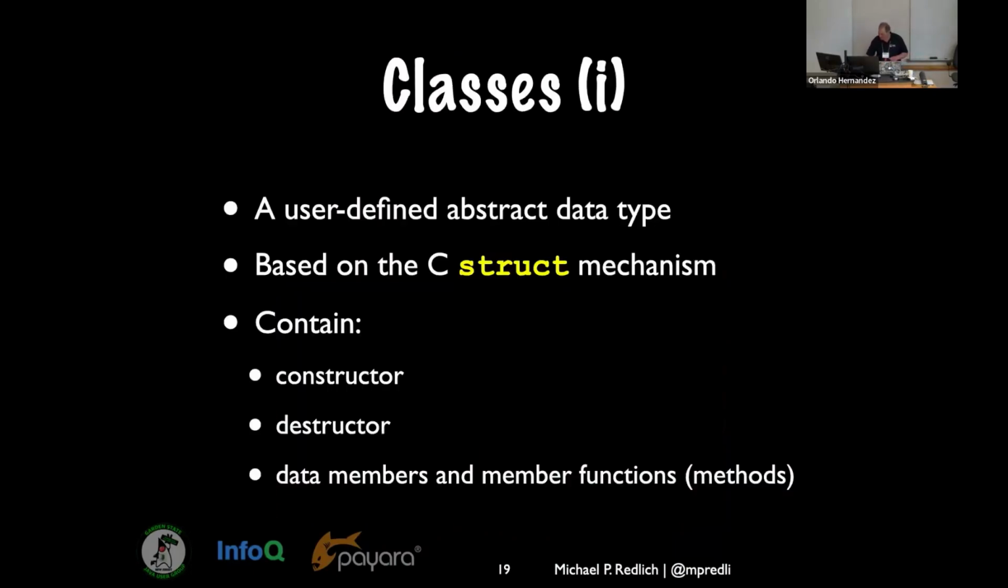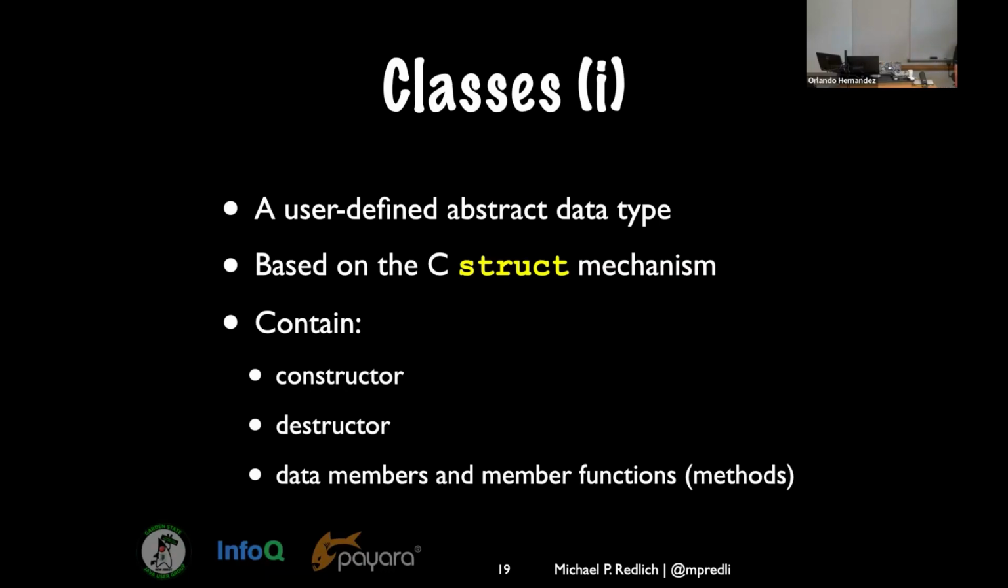So we got to 11:10, right? What you're going to see a lot in C++ and in Java, and I think even in Python, is the use of the word class, or class keyword. That will happen. So a class is a user-defined abstract data type, right?